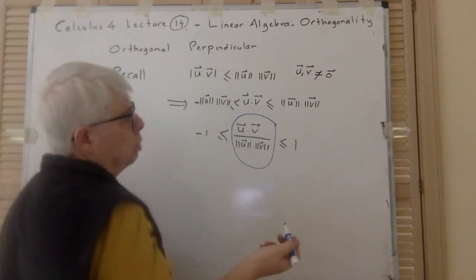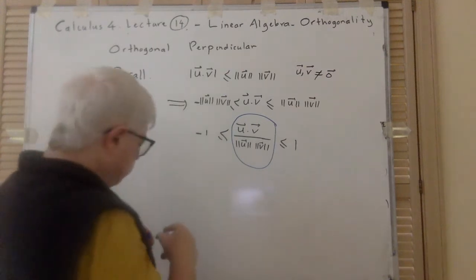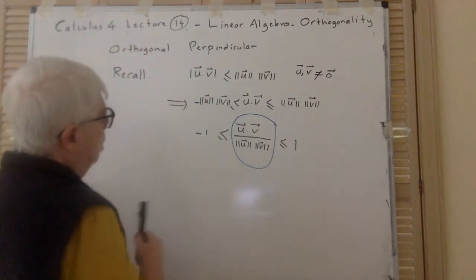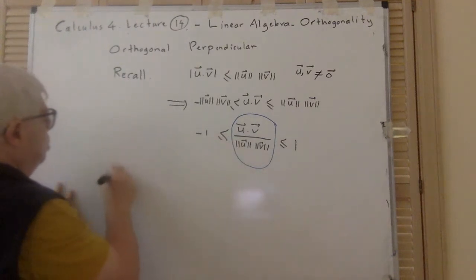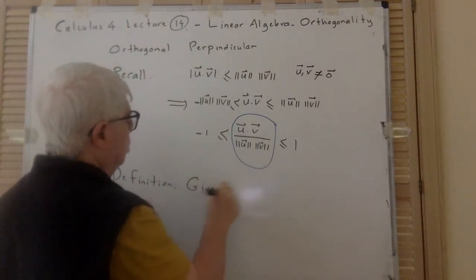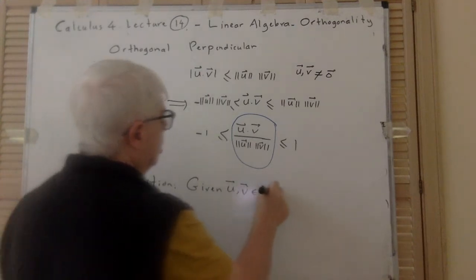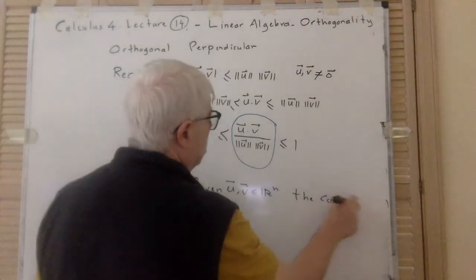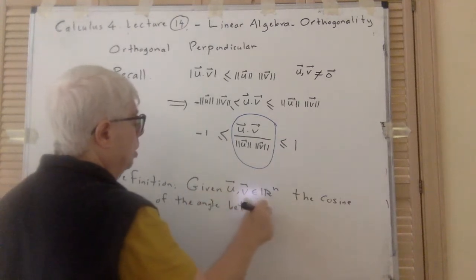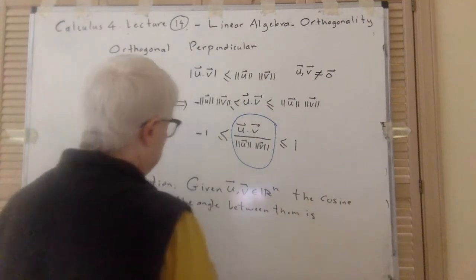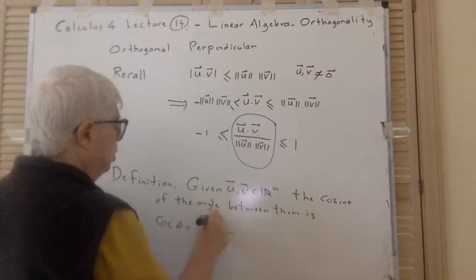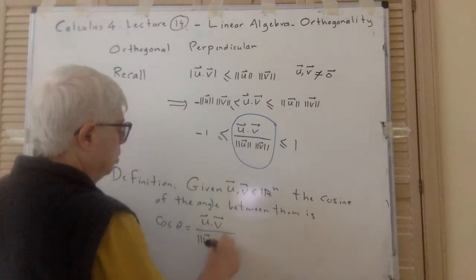What else is between -1 and 1? Sine and cosine. Cosine is much nicer than sine, but there's a reason. We left this to define something. So the definition: given vectors u and v in Rn, the cosine of the angle between them is defined to be cosine theta equals this thing, u dot v over ||u|| times ||v||.